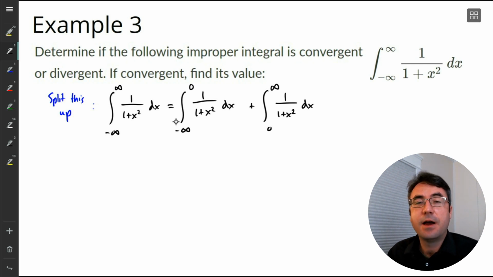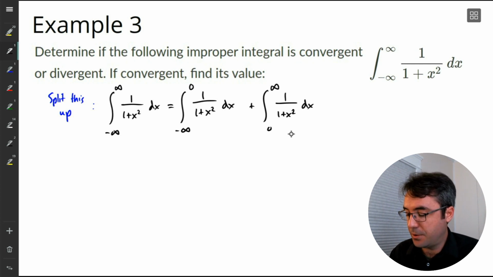And so we have our left improper integral and our right improper integral. And if both of these are convergent, well, then we could just add their values together and figure out what the value for the one we're actually interested in is. So let's start with one of these. Let's start with the right.